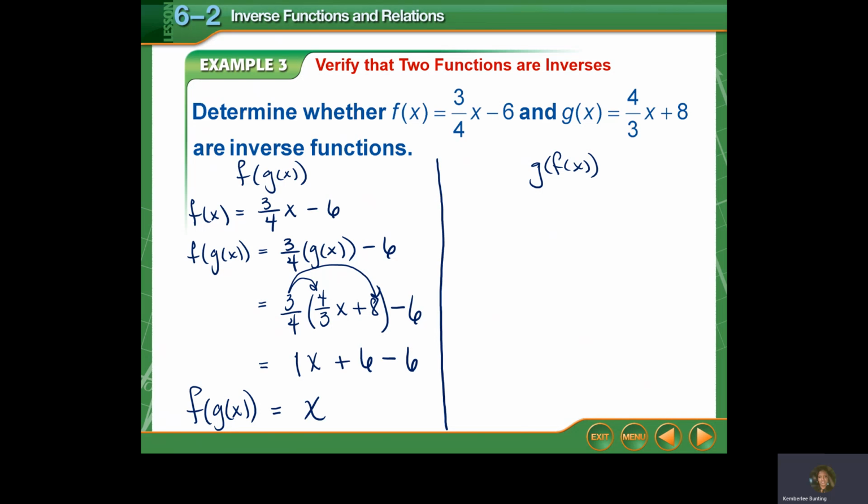We just simplified it. So now we got to shimmy over here and find g of f of x. Let's go. We start out by writing down the function g of x. g of x equals 4/3x plus 8. But I'm not finding g of x, I'm finding g of f of x.